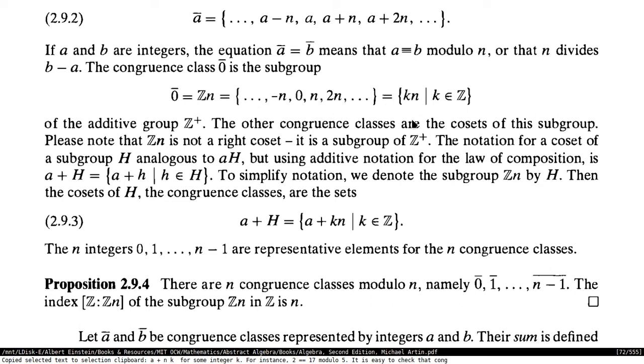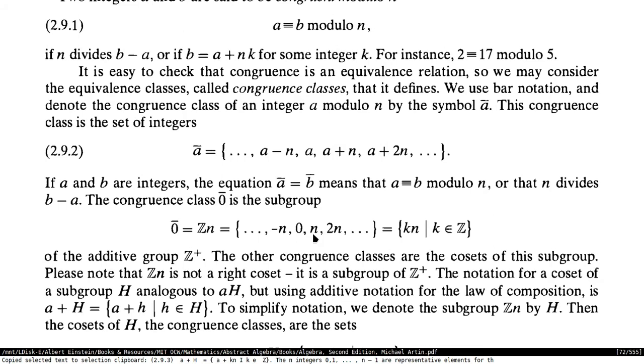So let's see, the notation for a coset of a subgroup H. Now it goes to AH, but using the additive notation for the law of composition it is A plus H, right? Instead of AH, that was when we had multiplicative notation, but as we're dealing with the additive group of integers, you have A plus H, but the definition stays the same, right? So the congruence classes are going to be these sets where the coset is the set of elements A plus kn, again integers of this format.